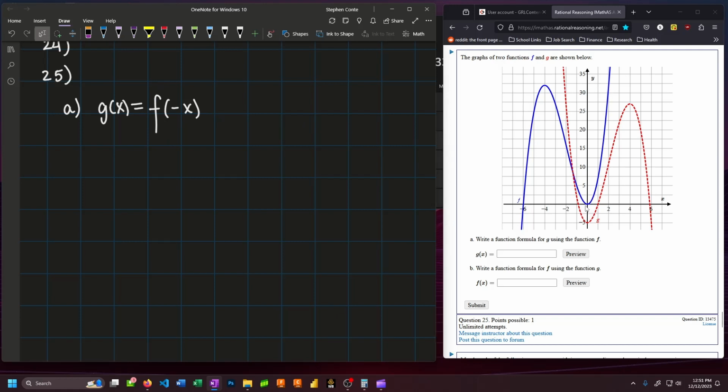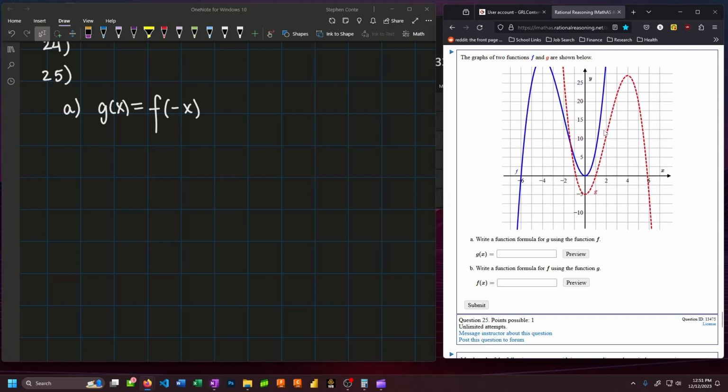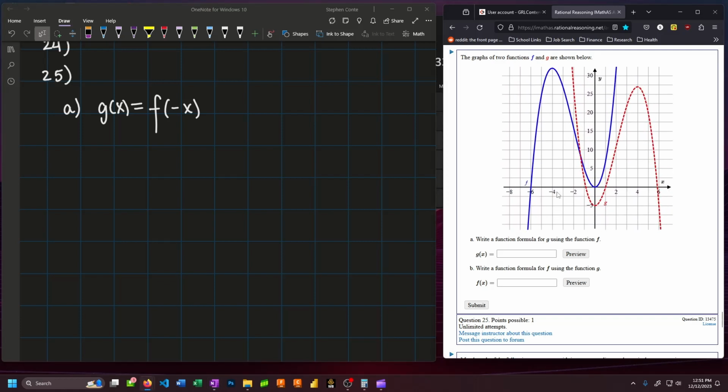Now the only difference is, instead of just doing a reflection, we also have a vertical shift here. So g of x is not only reflected over the y-axis, but it's also shifted down 5. So that means that g of x must be f of negative x subtracted by 5. Okay? And then for b, we're defining f of x in terms of g of x. Well, it's exactly the same thing, just reversed. So then f of x will be the negative of g of x plus 5.